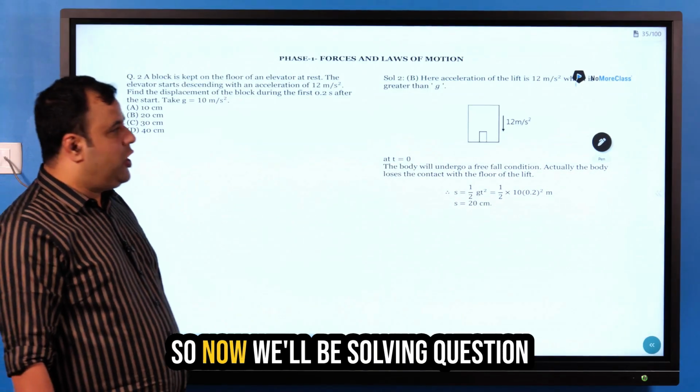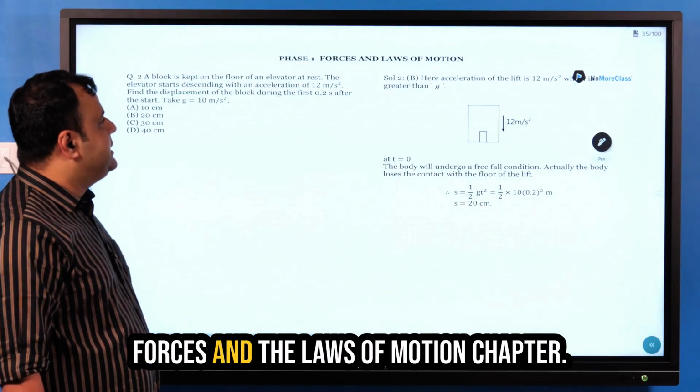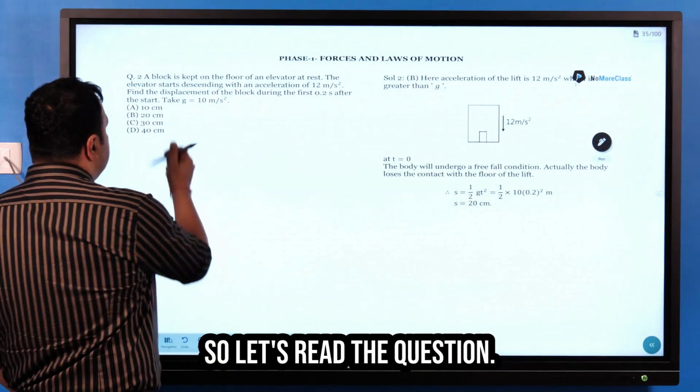Hello. So now I will be solving question number 2 from phase 1 book, Forces and the Laws of Motion chapter. So let's read the question.